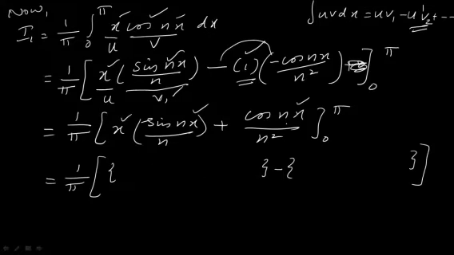Now let me first substitute the upper limit. If you substitute pi for x, what happens? First look at the sine term, sin n pi. You know the value of sin n pi. What is the value of sin n pi? Sin n pi is 0. So first term becomes 0 plus cos n pi.